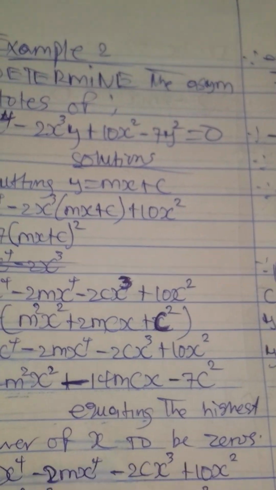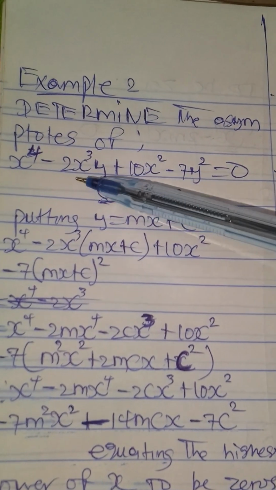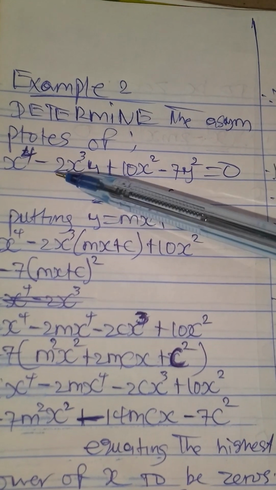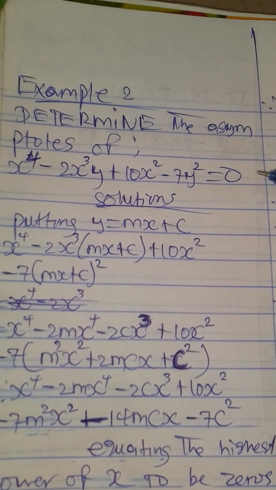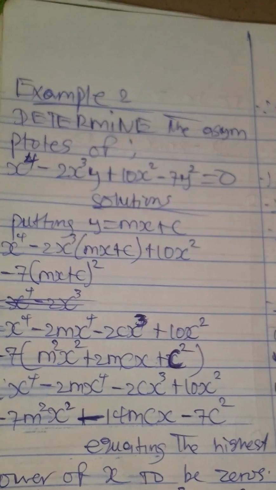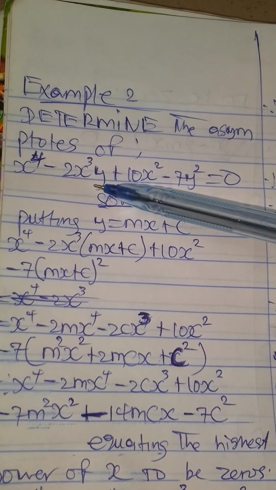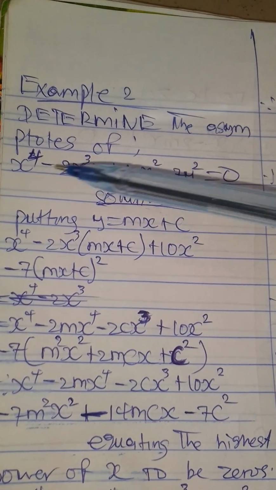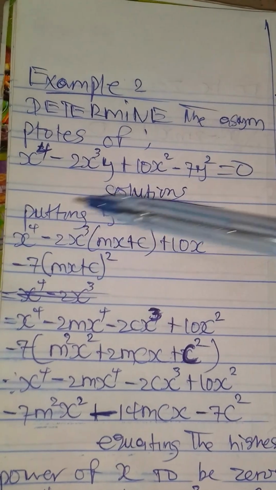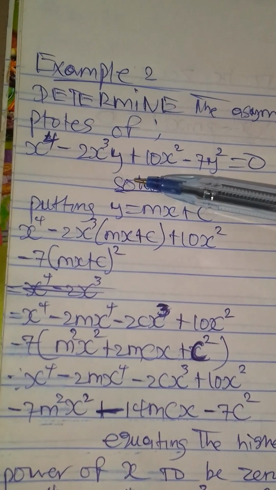Now example 2 says: determine the asymptotes of x^4 - 2x^3y + 10x^2 - 7y^2 = 0. Solution: if you look at this question, you can't find any asymptote parallel to either the x or y axis. There's no asymptote parallel to these. So if they give you this kind of question, what do you do?